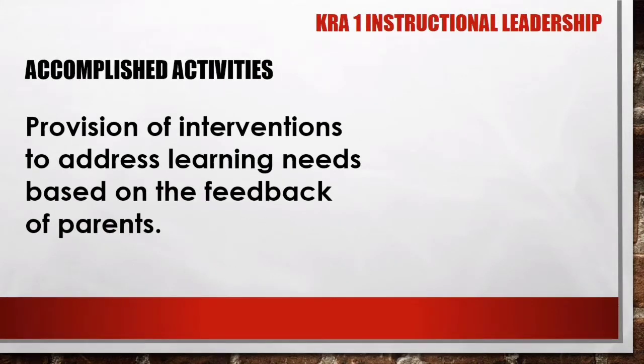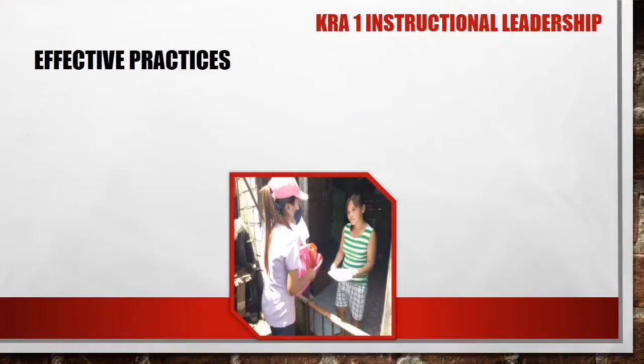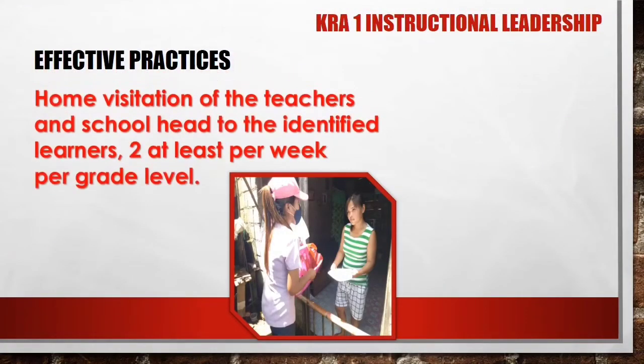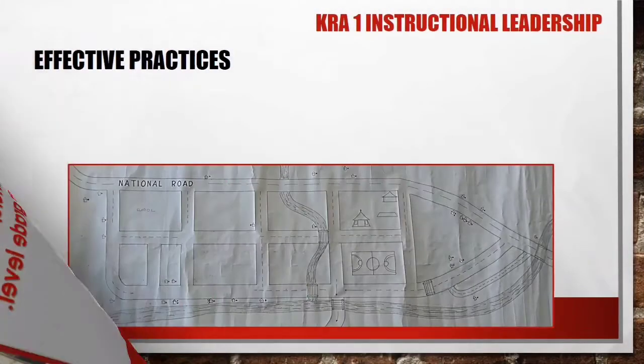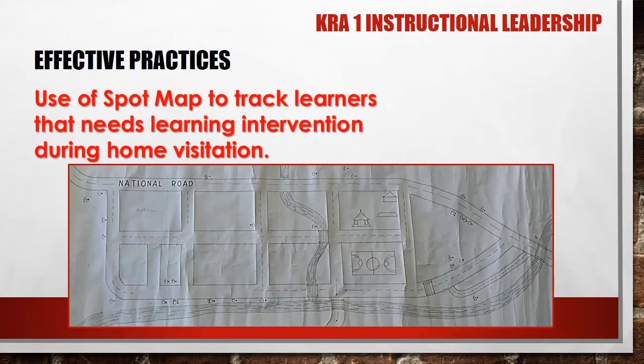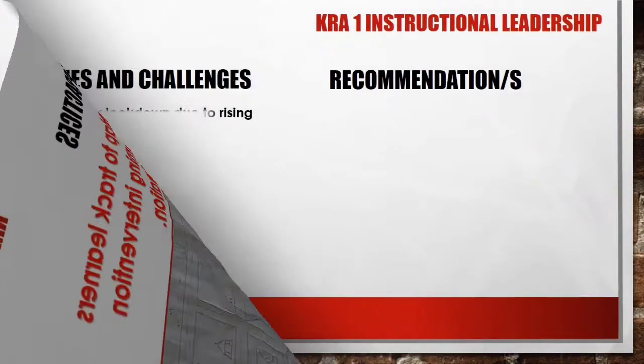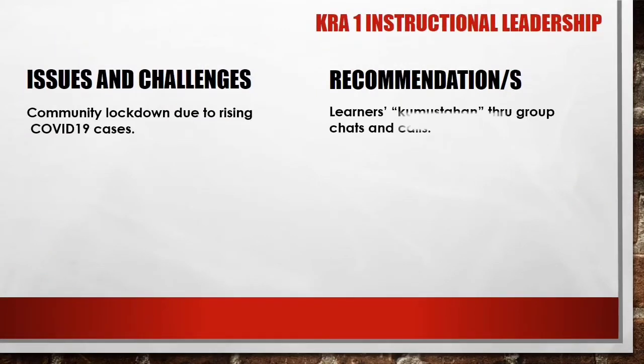Next is the provision of interventions to address learning needs based on the feedback of parents. Communication with the parents regarding their child's development and learning progress is significant, especially as we are implementing distance learning. The school agreed to conduct home visitation to identified learners, at least 2 learners per week per grade level. Teachers use a spot map to easily locate learners who need learning interventions during home visitation. If community lockdown exists, teachers do the learners' kumustahan through group chat and calls.